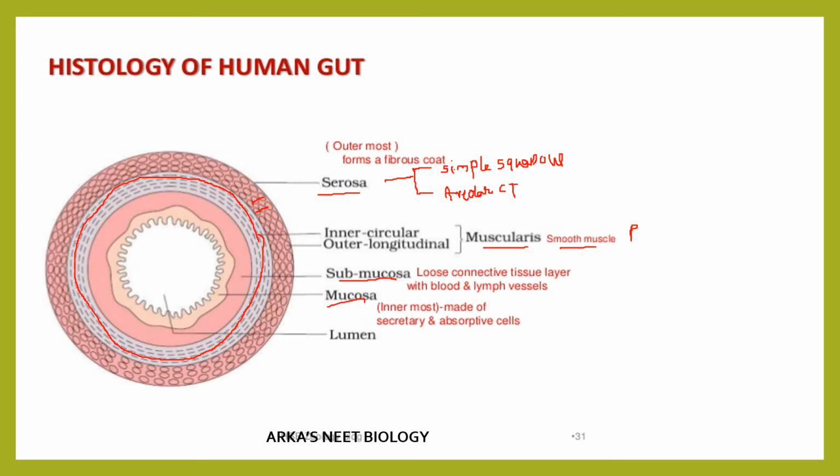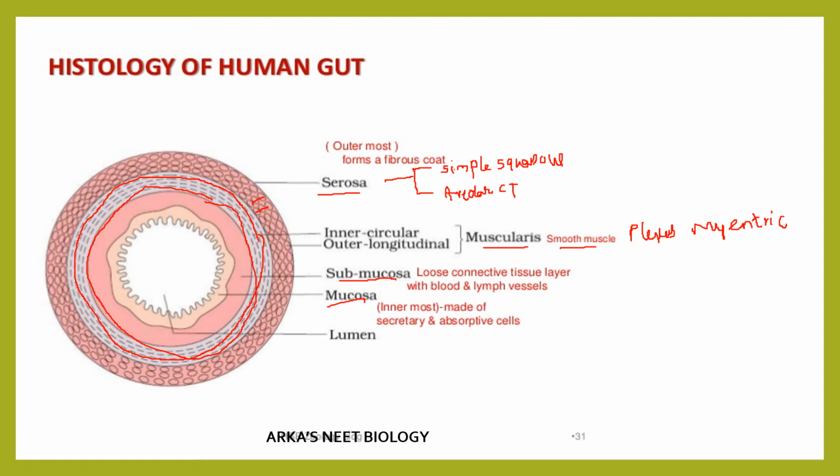Plexus is a group of blood vessels or nerves or lymphatic system. The plexus which is present here is called the myenteric plexus, or plexus of Auerbach. This is the network of nerves and blood capillaries. If you see in the stomach, the innermost oblique muscle layer is also present in some regions of the stomach. So this is about the muscularis externa, the second layer.